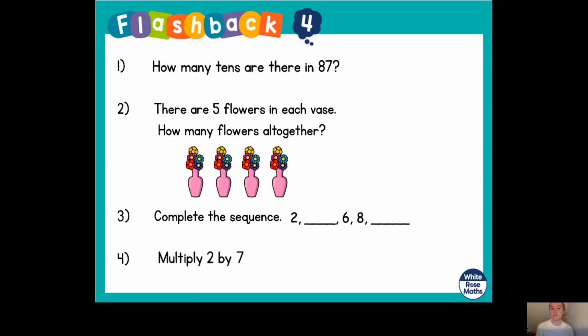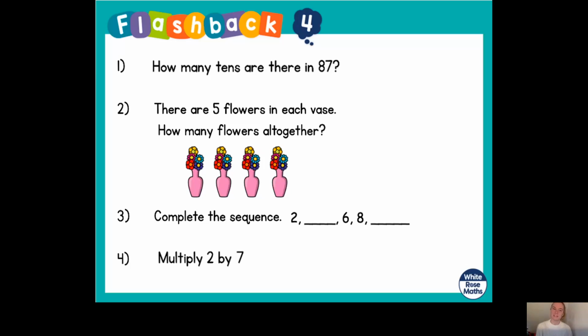In the first question, how many 10s are there in the number 87? So can you remember when we had a similar question to this the other day, how we partitioned the number? Then number 2, there are 5 flowers in each vase. How many flowers altogether? So can you write a multiplication number sentence to find out the total amount of flowers? Then number 3, complete the sequence. We've got 2 and then a gap and then 6 and then 8 and then another gap. Okay, so is it counting forwards or backwards and in steps of what? And then you can fill in the missing numbers. Then number 4, you need to multiply 2 by 7. So what's the total? Okay, so pause the video now and have a go at your flashback.